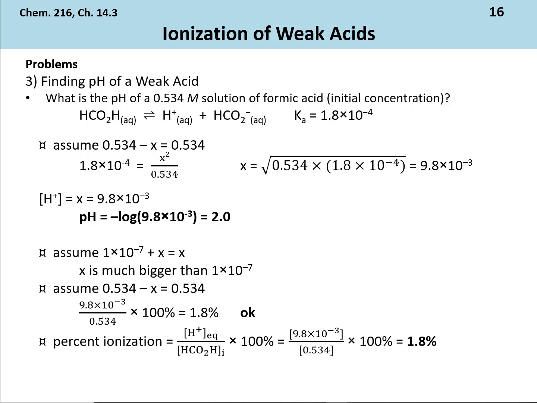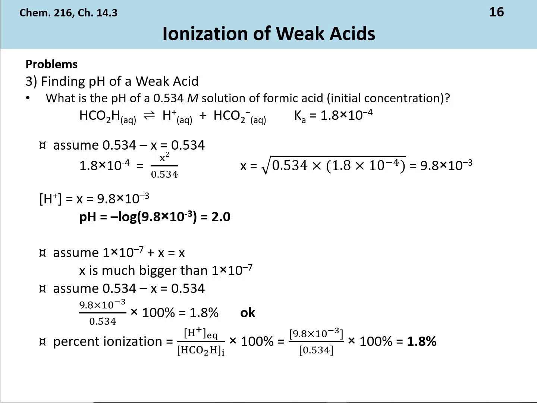That's my percent ionization. What does 1.8% mean? That means of my HCO2H, only 1.8% of that got turned into H+. This is a weak acid. If this was a strong acid, this number would be 100%. And that's why the calculations are a lot easier. This is a weak acid.